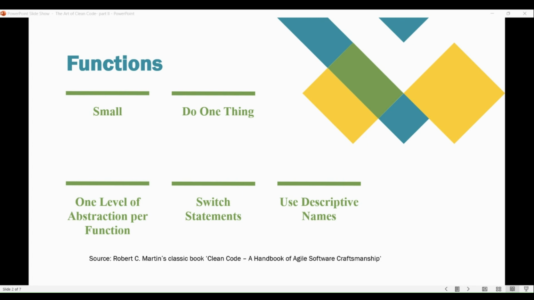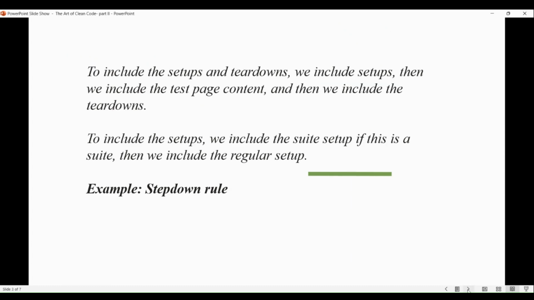Put in a different way, his argument is that we want to be able to read the program as though it were a set of TO paragraphs, each of which is describing the current level of abstraction and referencing subsequent TO paragraphs at the next level down. For example, something like this. To include the setups and teardowns, we include setups, then we include the test page content, and then we include the teardowns. To include the setups, we include the suite setup if this is a suite, then we include the regular setup. To do this, we did that, and so on and so forth.